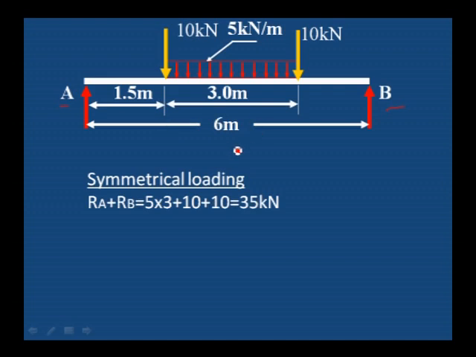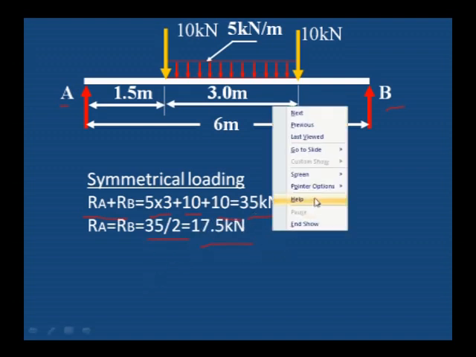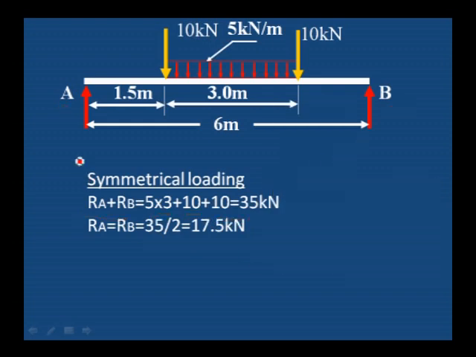What formula am I using? I am using the equilibrium condition: sum of the downward forces is equal to sum of the upward forces. Sum of the upward force is RA plus RB. Downward force is 5 into 3, the uniformly distributed load equivalent to a point load, 5 into 3, plus 10 plus 10, so 35 kilonewton is acting downward. Upward is RA and RB. Since the loading is symmetrical, RA is equal to RB, 35 divided by 2, that is 17.5 kilonewton, the reactions at A as well as B.